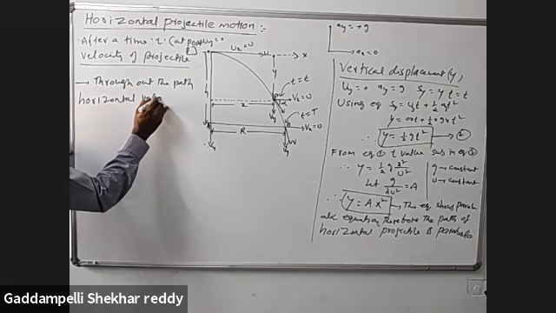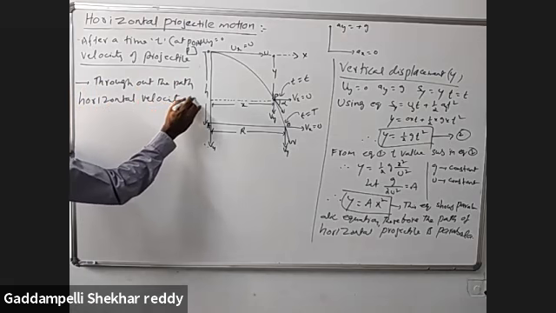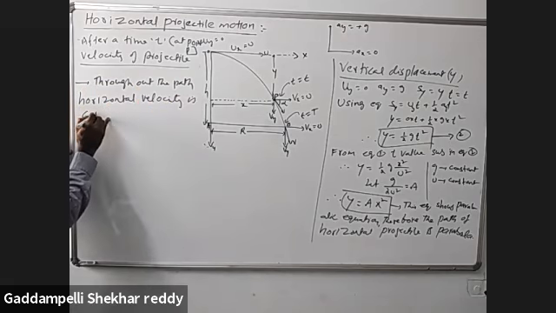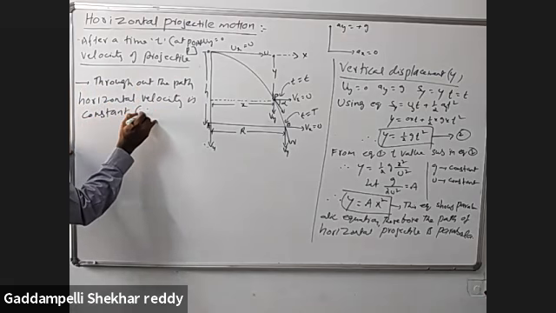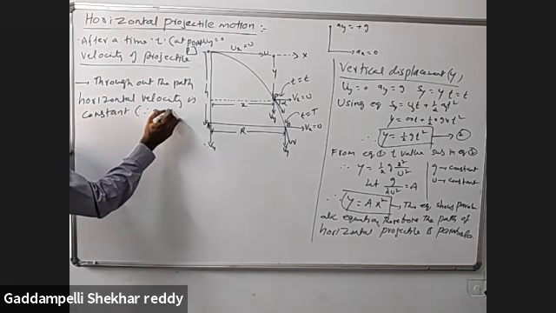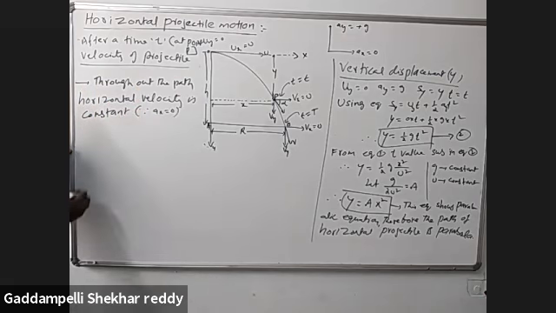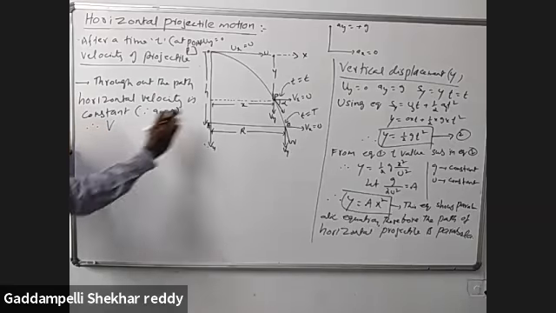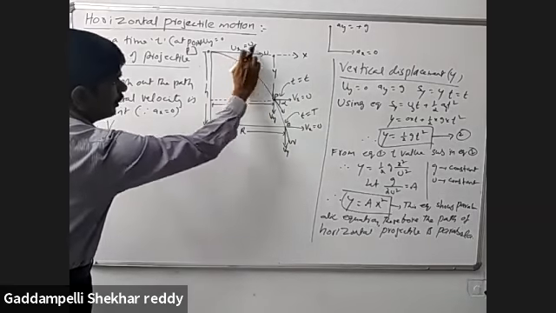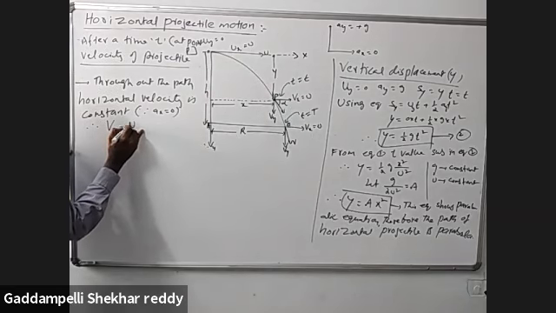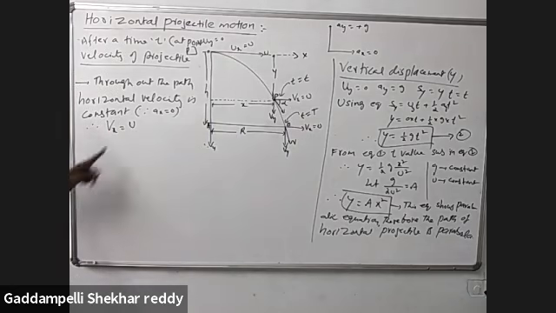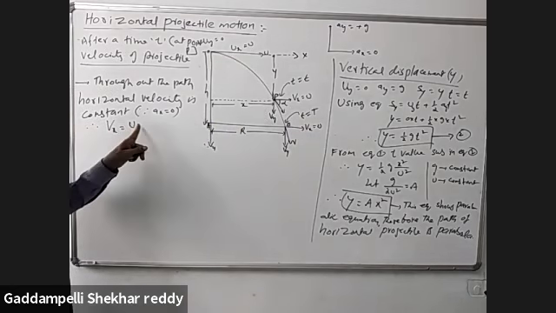Horizontal velocity is constant since ax is equal to 0. So therefore, the horizontal component at point P, how much? Vx is equal to the starting velocity u. Vx is equal to u. So here this velocity is constant.